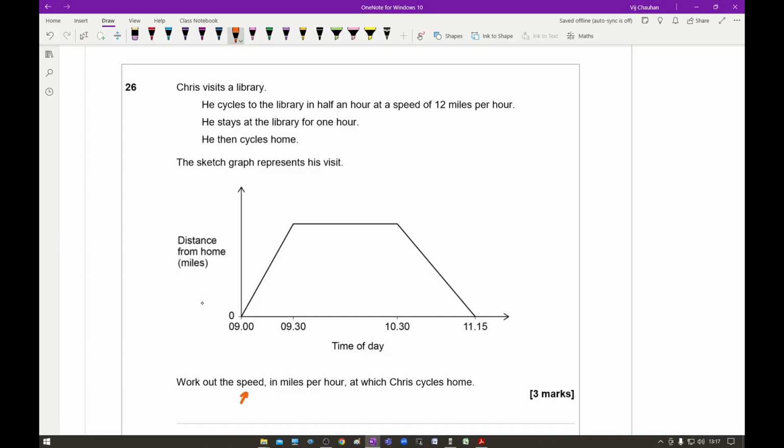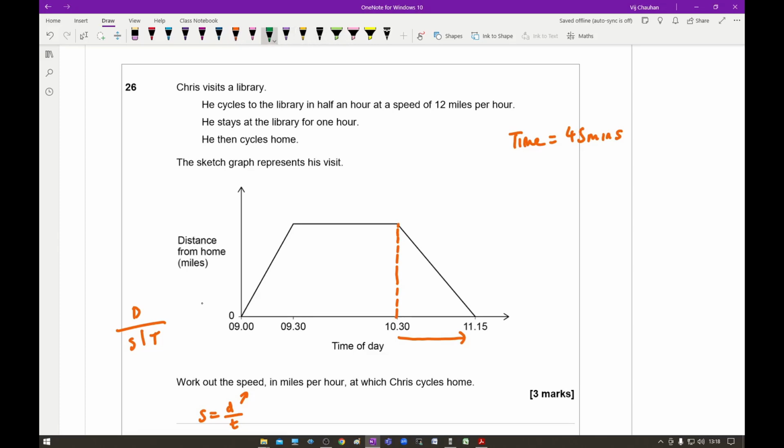Now speed, as we've already mentioned, is equal to distance divided by time. So I need to work out what distance the library is from Chris's home, and I also need to work out the time that it's taken. Now in terms of the time, we can see the time difference between 10:30 and 11:15, so we know that time is going to equal 45 minutes. And we will convert that in a sec.